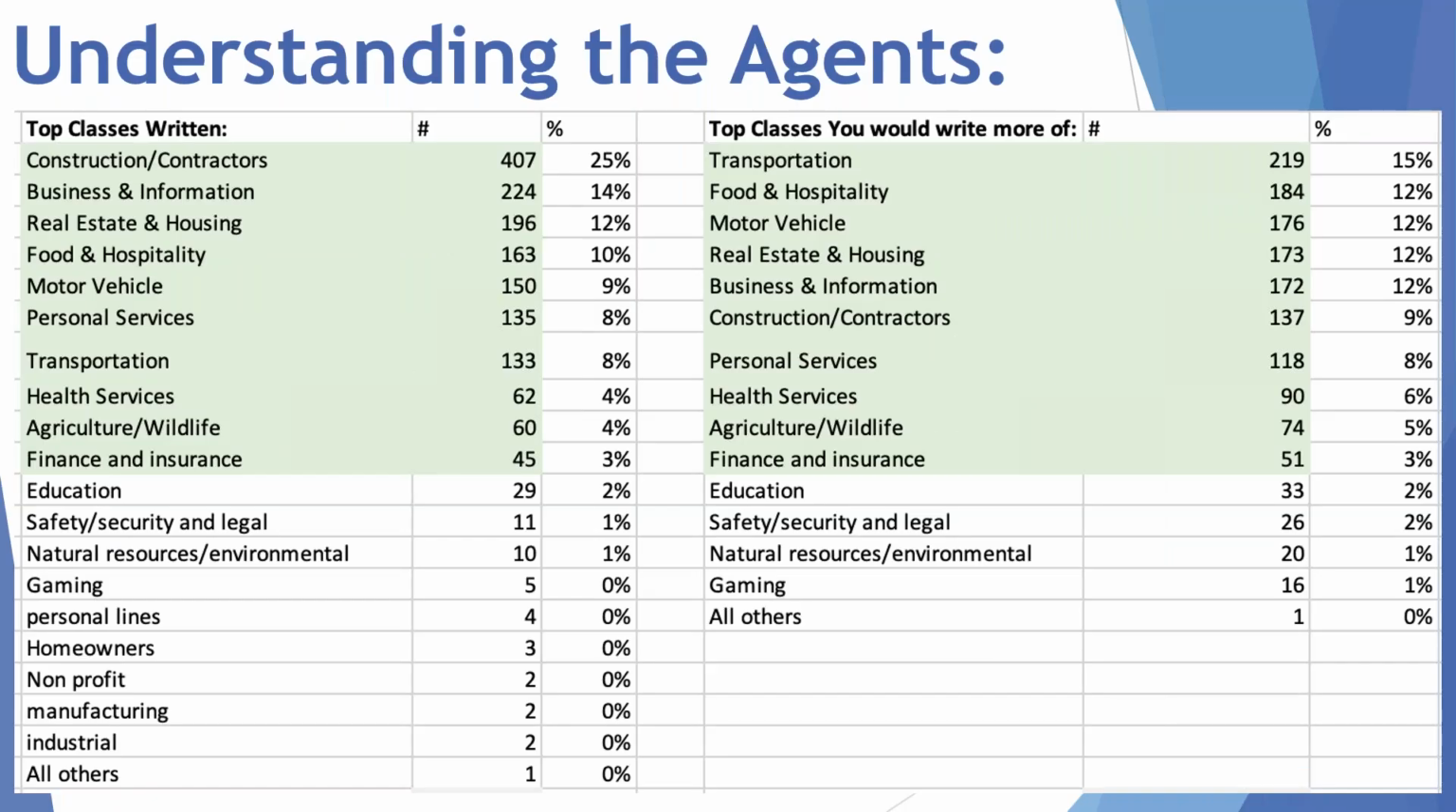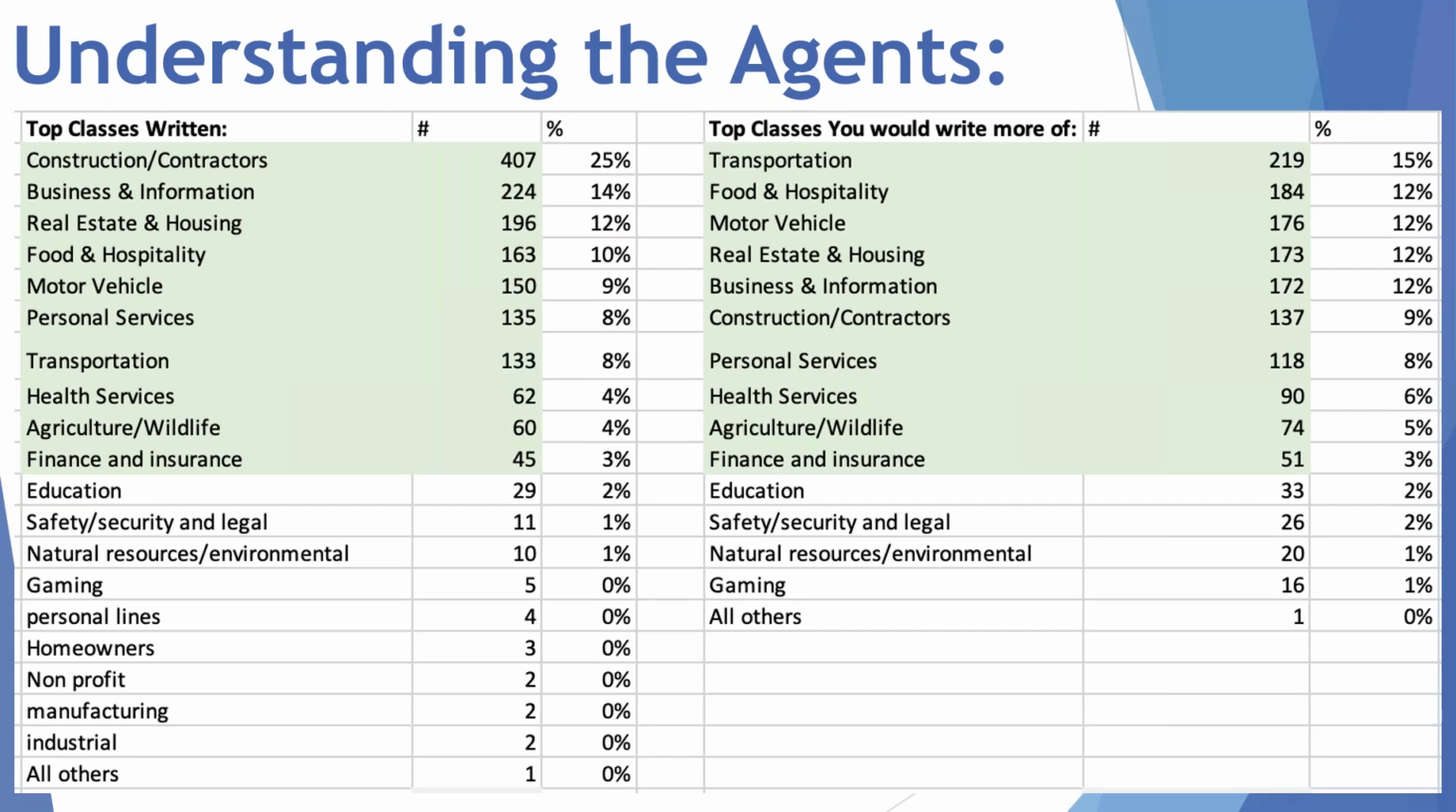I have a lot of data on these agents. Again, if you ever want to know anything, feel free to reach out to me. I'm extremely transparent. One of the questions here was, what kind of classes do you write? On the left-hand side is what you are writing currently, and on the right-hand side is what you would like to write more of. So let's say you've got a transportation product that you want to bring on board, and you're doing commercial auto or something similar, and we want to put this out there.